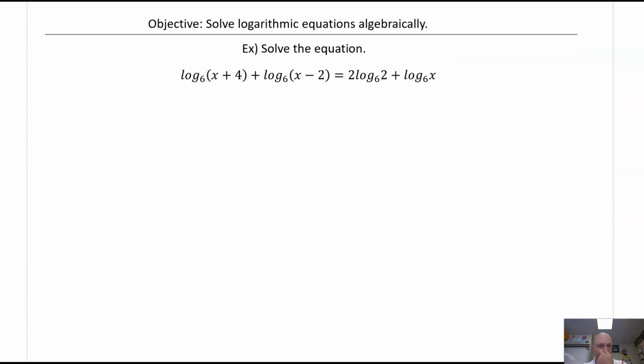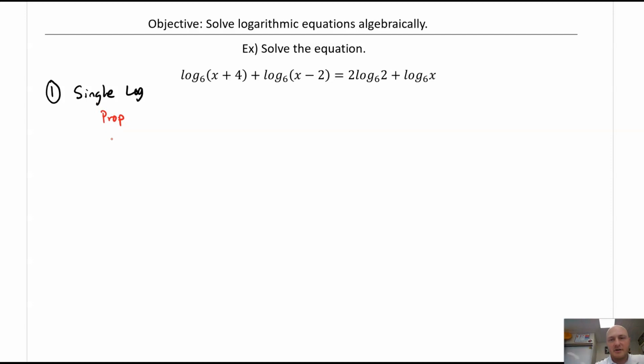All right, next example. All right, so I have a lot going on in this example. What I'm going to go ahead and do first is, in order to write it as a single logarithm, remember that's step 1, single log. I'm going to use my properties.